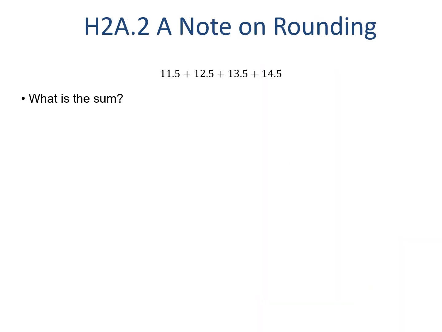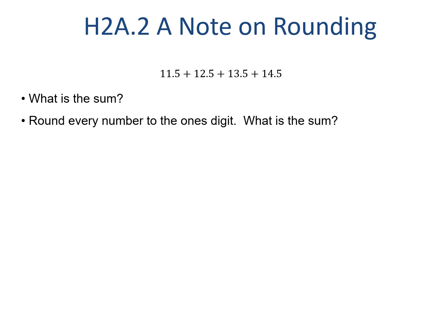As a practice, add together these 4 numbers. I hope that you got 52.0, right? We should have kept the 10th place for significant figures. But now I want you to round every number to the ones digit and then add them together.